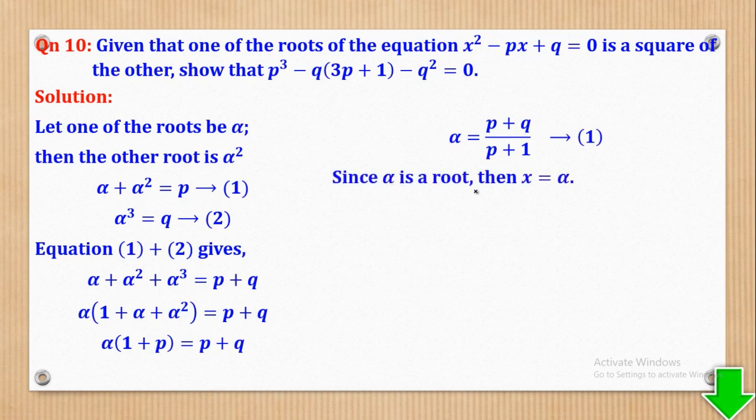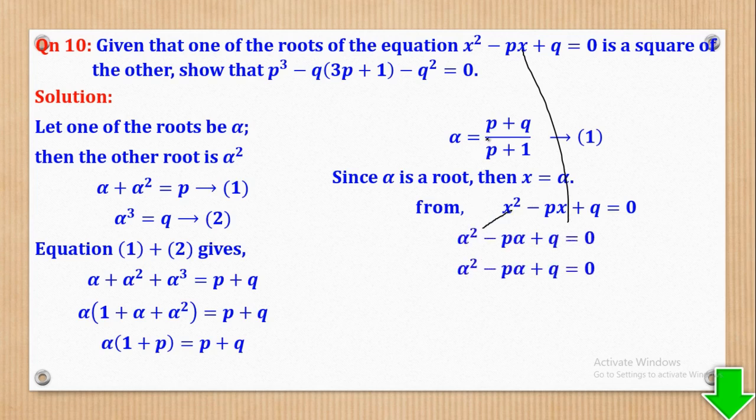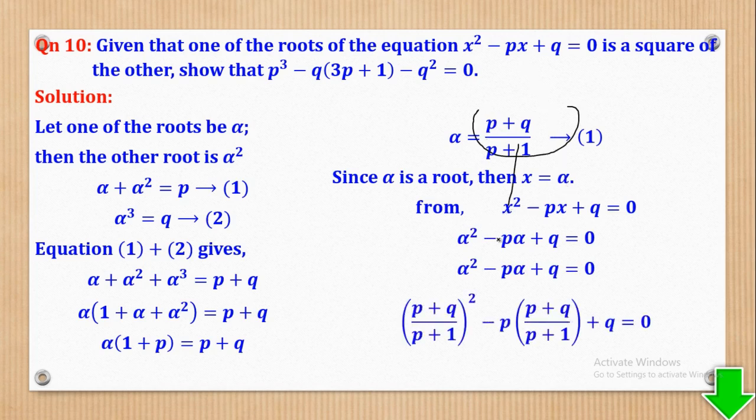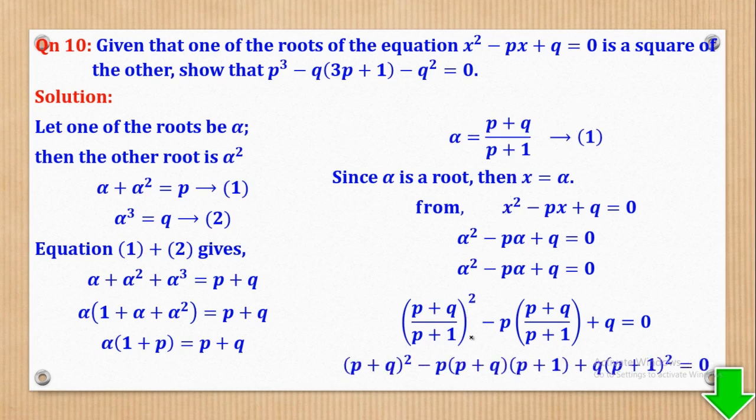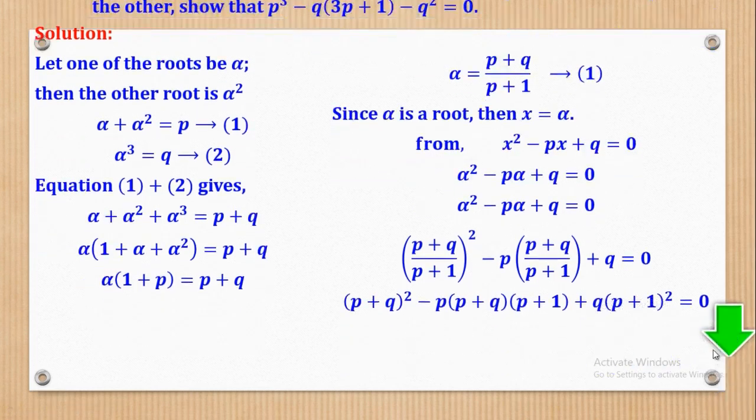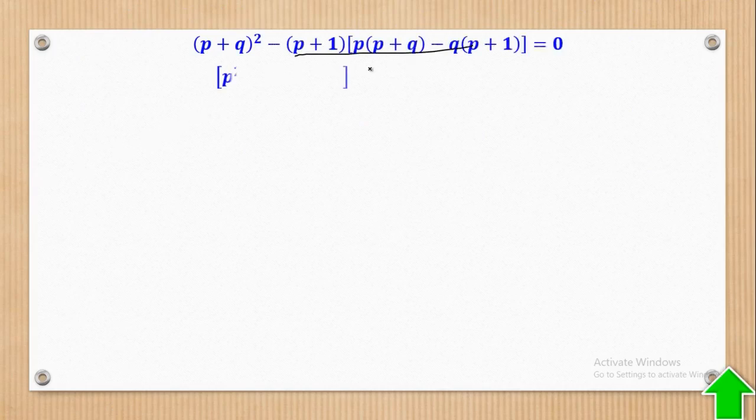Since alpha is a root, it implies that x is equal to alpha. Therefore, from this equation, I'll replace x with alpha. Then I know alpha is equal to this, so I'll substitute it there. The next step is to multiply throughout by the LCM to give you that line. So when I simplify and factorize, I come up with that line.